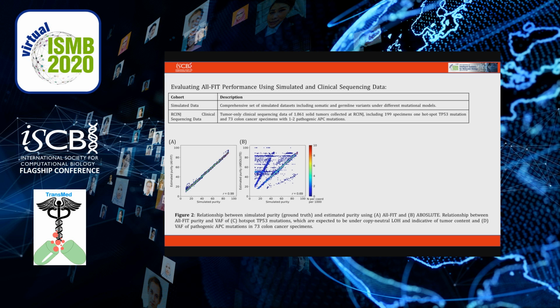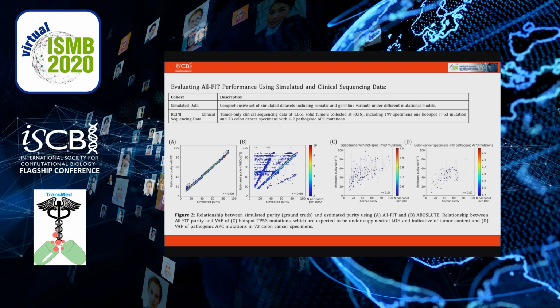In general simulations, ALLFIT performed with 92% accuracy, outperforming other commonly used algorithms such as ABSOLUTE. For simulated data comprised of both clonal and subclonal mutations with varying ploidy, ALLFIT's purity estimates corroborated with simulated values in 86% of cases, with Pearson's correlation coefficient at 0.99 compared to ABSOLUTE's agreement in only 35% of cases with R equals 0.